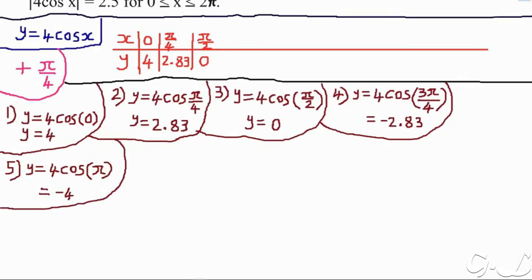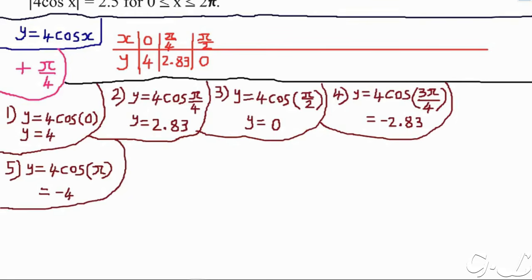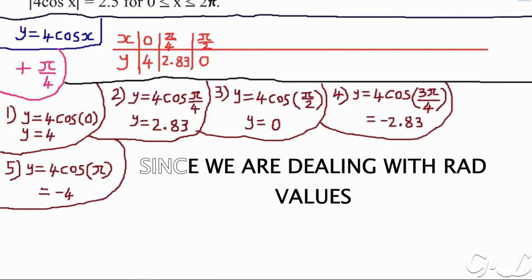So this is where the pi is coming from. So y equals 4 cos pi. When you are doing the calculations, please note that you have to put your calculator in radians. Don't put your calculator in degrees, because the values of y will be wrong when your calculator is in degrees. You have to put your calculator in radians.